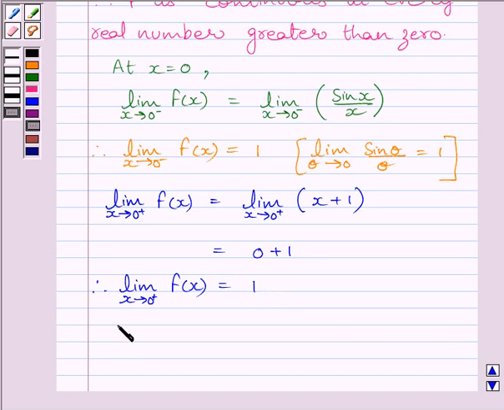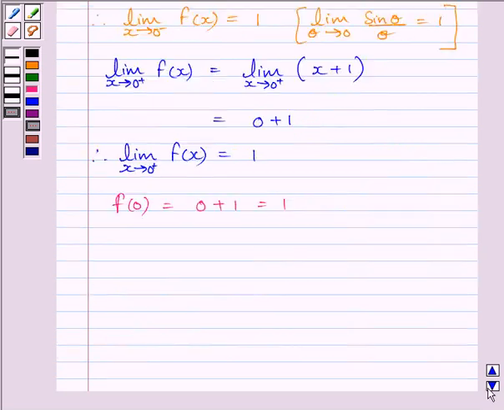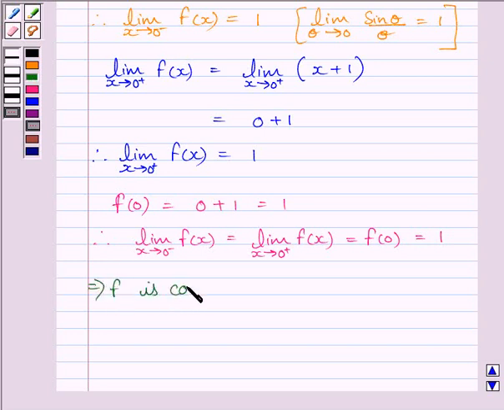Let us now find out value of the function at x equal to 0. f(0) is equal to 0 plus 1, which is equal to 1 only. Now we get limit of x tending to 0 minus f(x) is equal to limit of x tending to 0 plus f(x) is equal to f(0) is equal to 1. This implies given function f is continuous at x equal to 0. Since left hand side limit is equal to right hand side limit is equal to value of the function at x equal to 0, so given function f is continuous at x equal to 0.